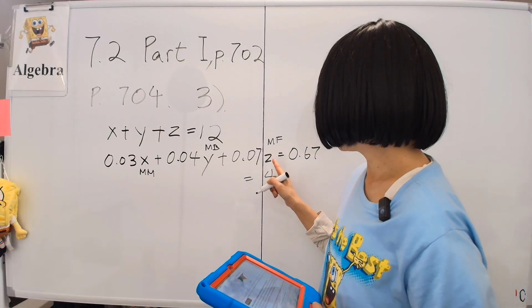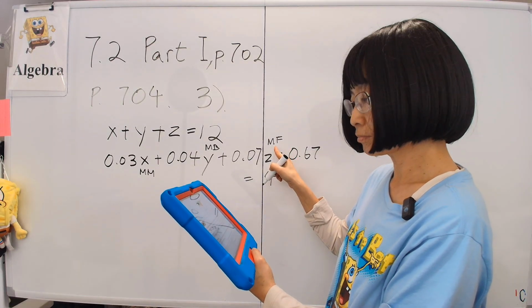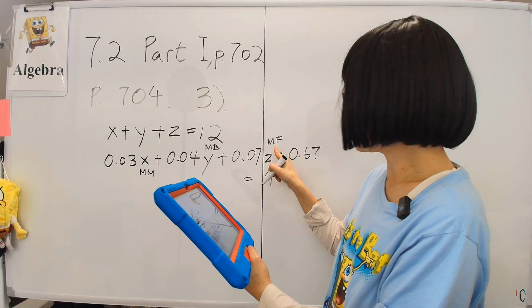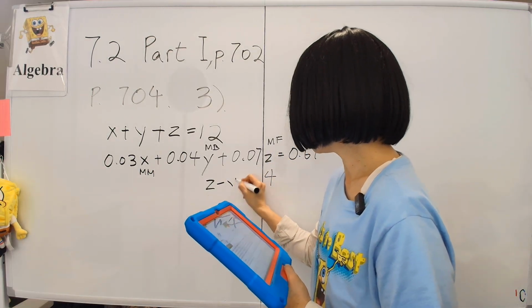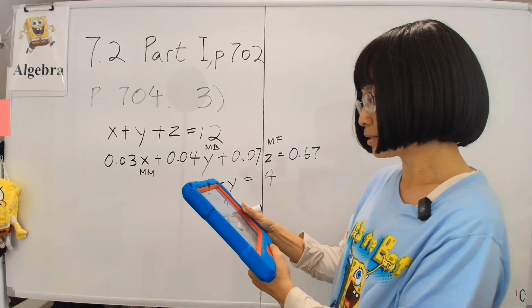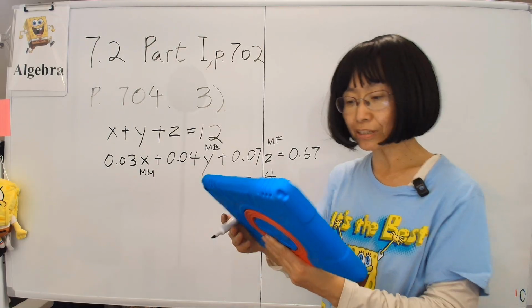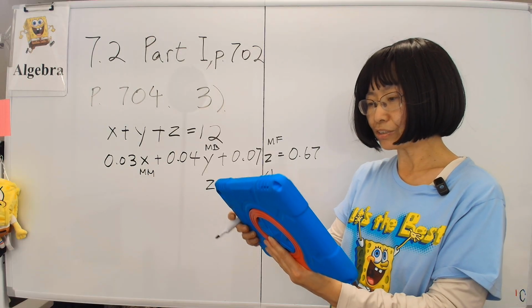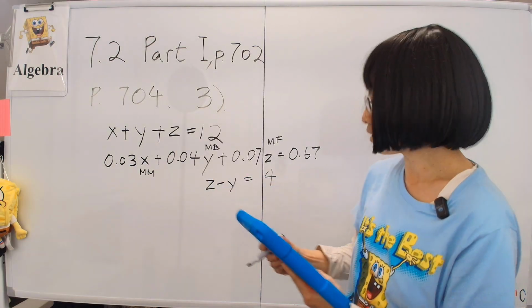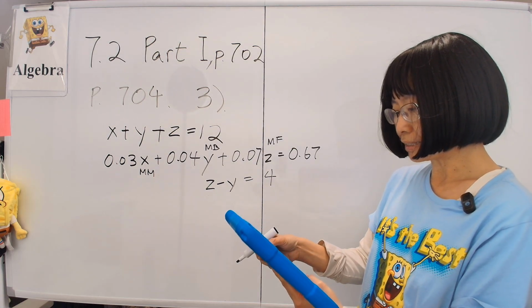It says some 4,000 more in mutual funds, that one. So Z is bigger than Y. That is, Z minus Y is equal to 4, because Z is bigger than Y by 4,000. All right, so that is the question. Now that we have that straightened out, let's look at what we are going to do with it.